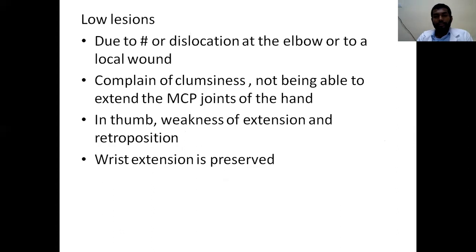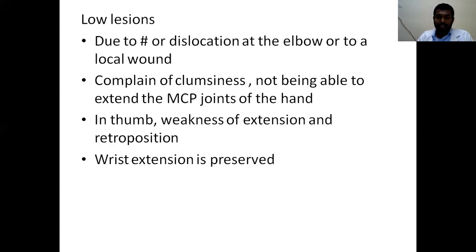Now, what is the effect of a low lesion? Now, this might be due to a fracture or dislocation at the elbow or to a local wound. The patient complains of clumsiness, not being able to extend the metacarpophalangeal joints of the hand. There is weakness in the thumb on extension and retroposition.